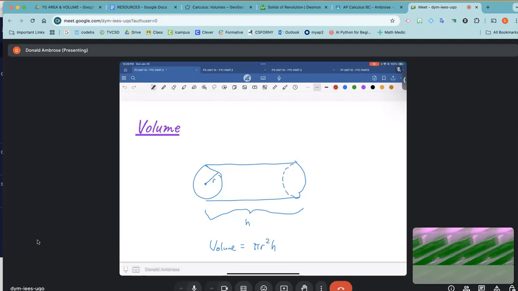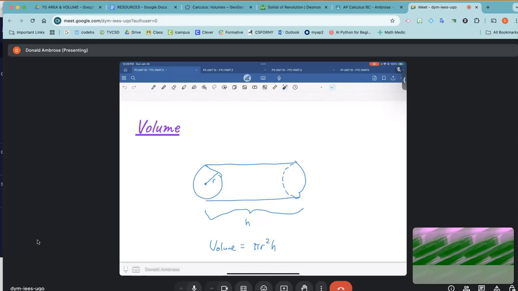So I've drawn a cylinder on the screen there, and the only thing perhaps is that that cylinder is laying on its side. But the cylinder has a base radius r. It has a height of h, and so the volume that we have for that cylinder is pi r squared h. And this here is a formula you're going to see used in this unit on volume.